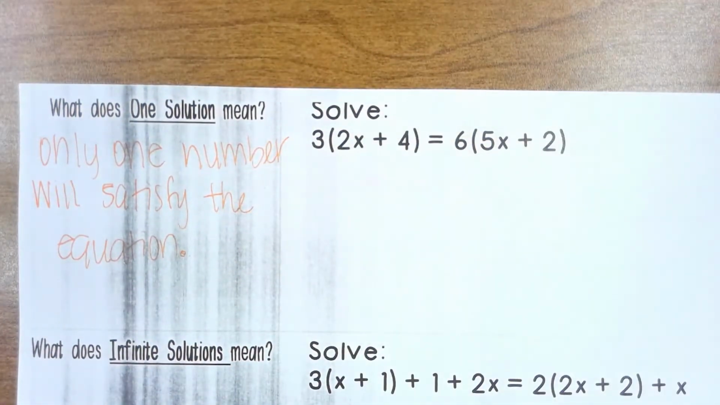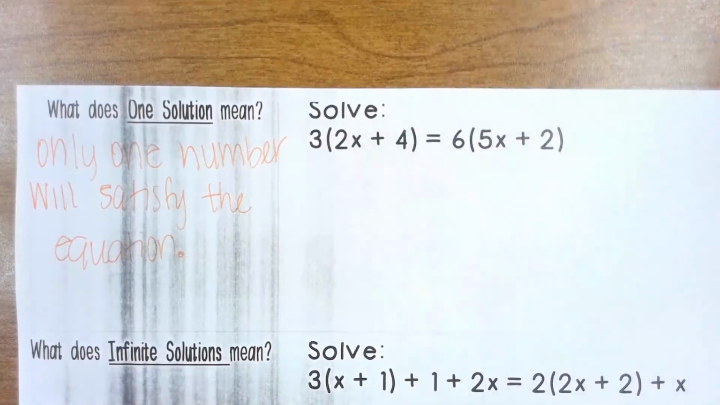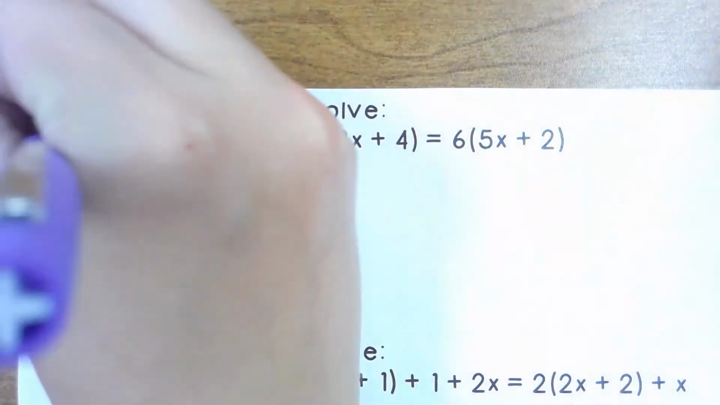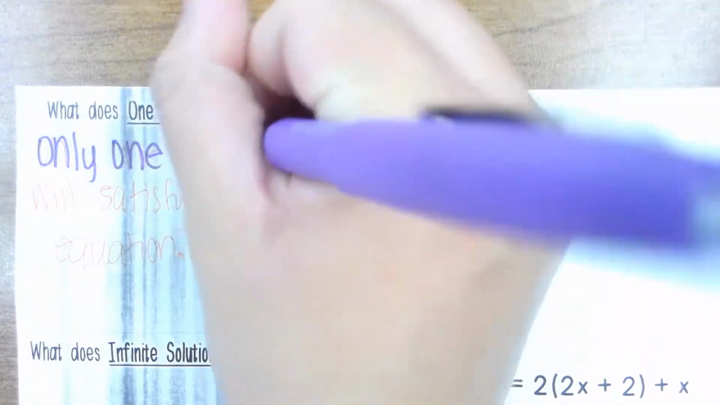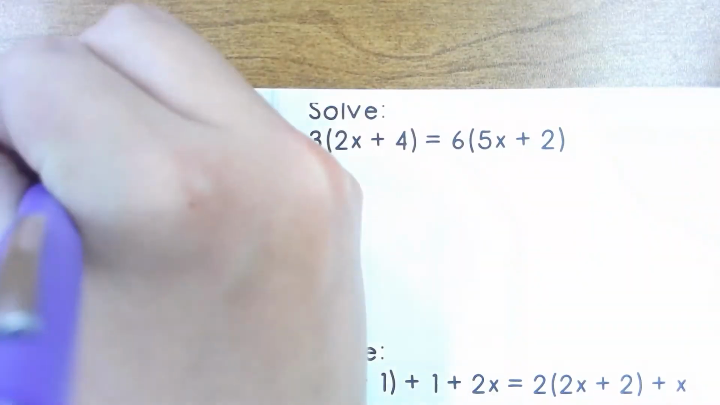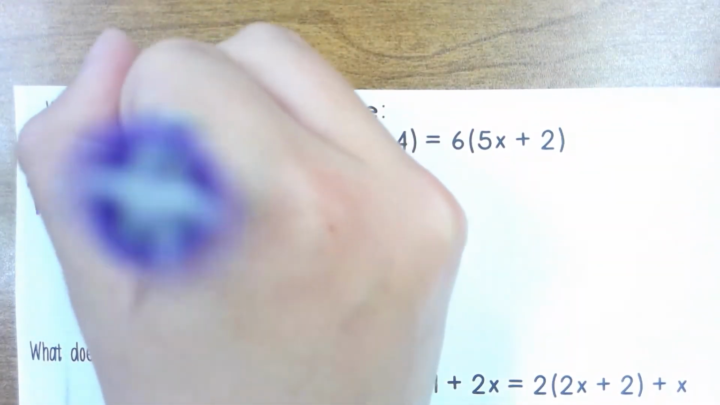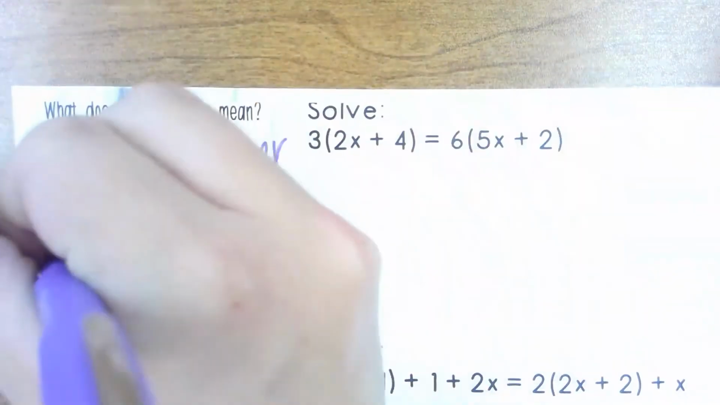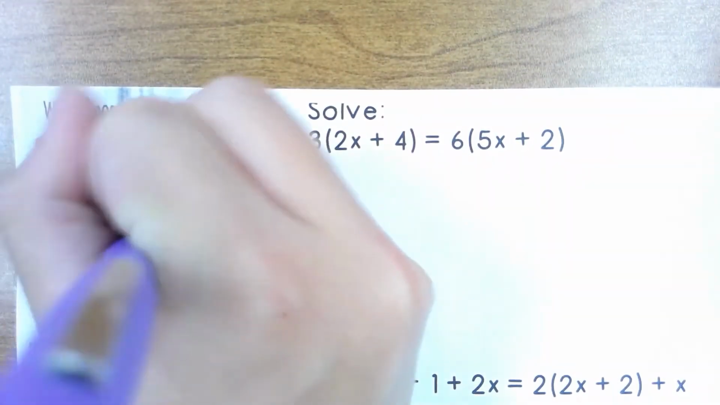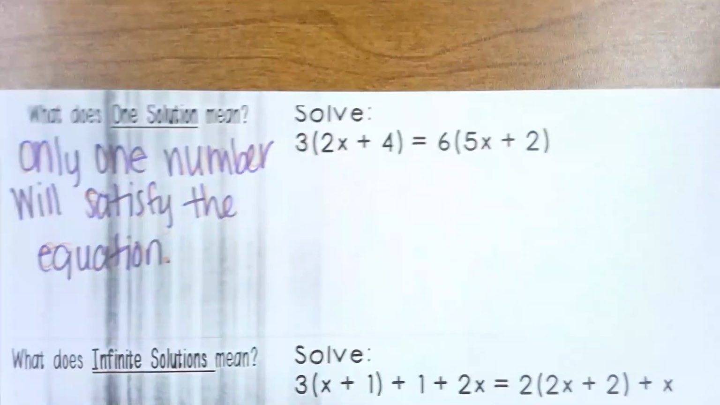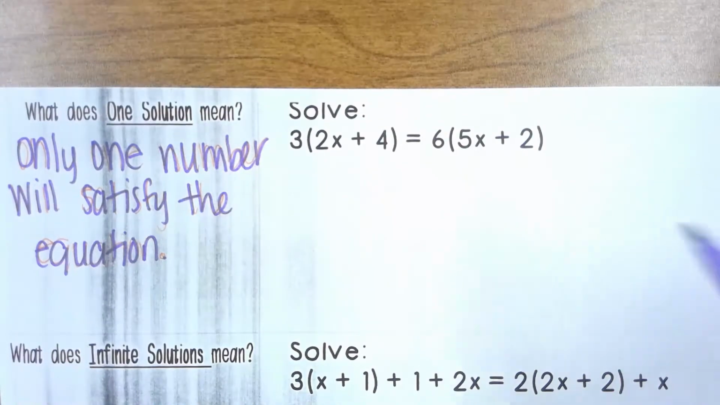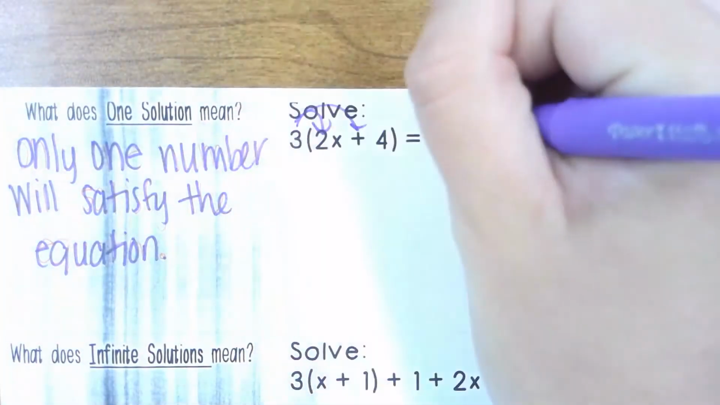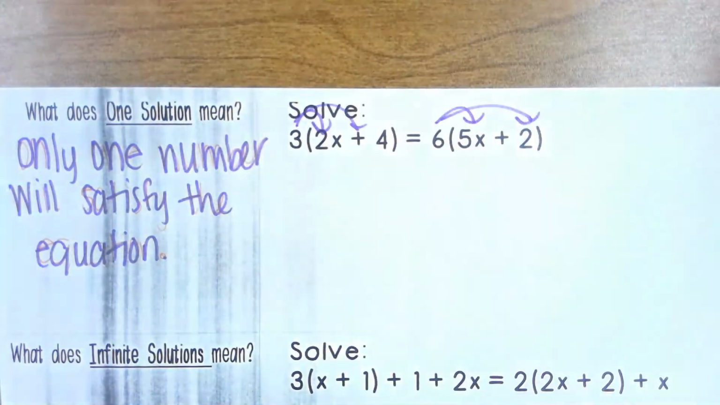for this equation. Okay, so for example, let's see if I can change pens here and make it a little bit clearer. So only one number will satisfy the equation. Okay, there we go. That's a little bit better. So again, when we're solving these, you must simplify first if you can. In this case, I can by doing my distributive property on both sides of my equal sign.